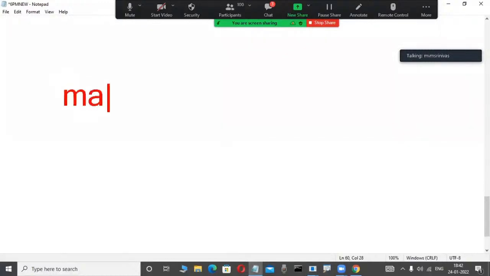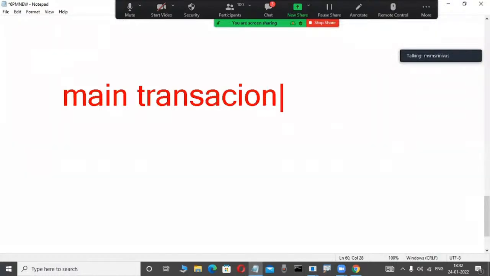Main transactions, this rule is most powerful. Main transactions are stored in a master table. Very important. Main transactions are stored in a where? Master table.